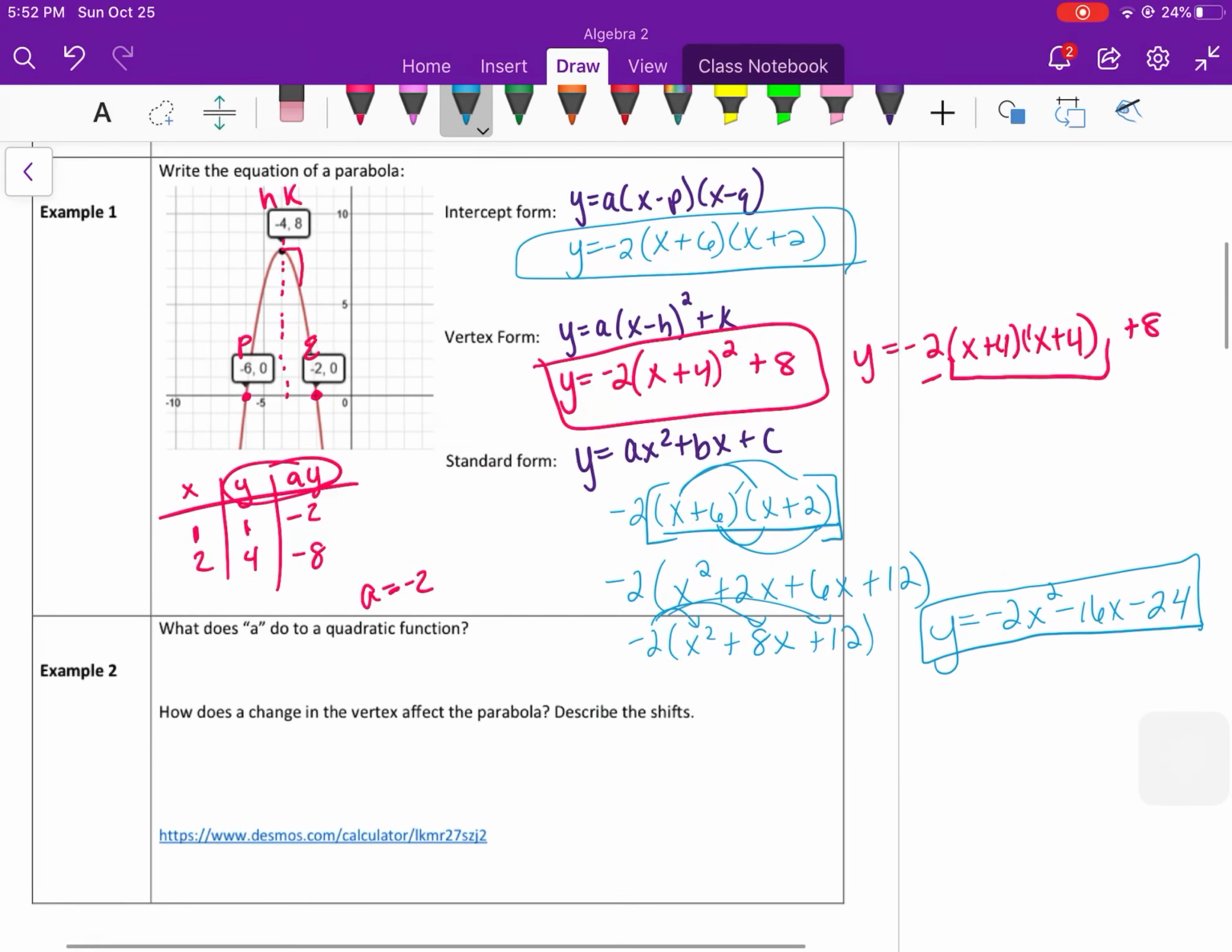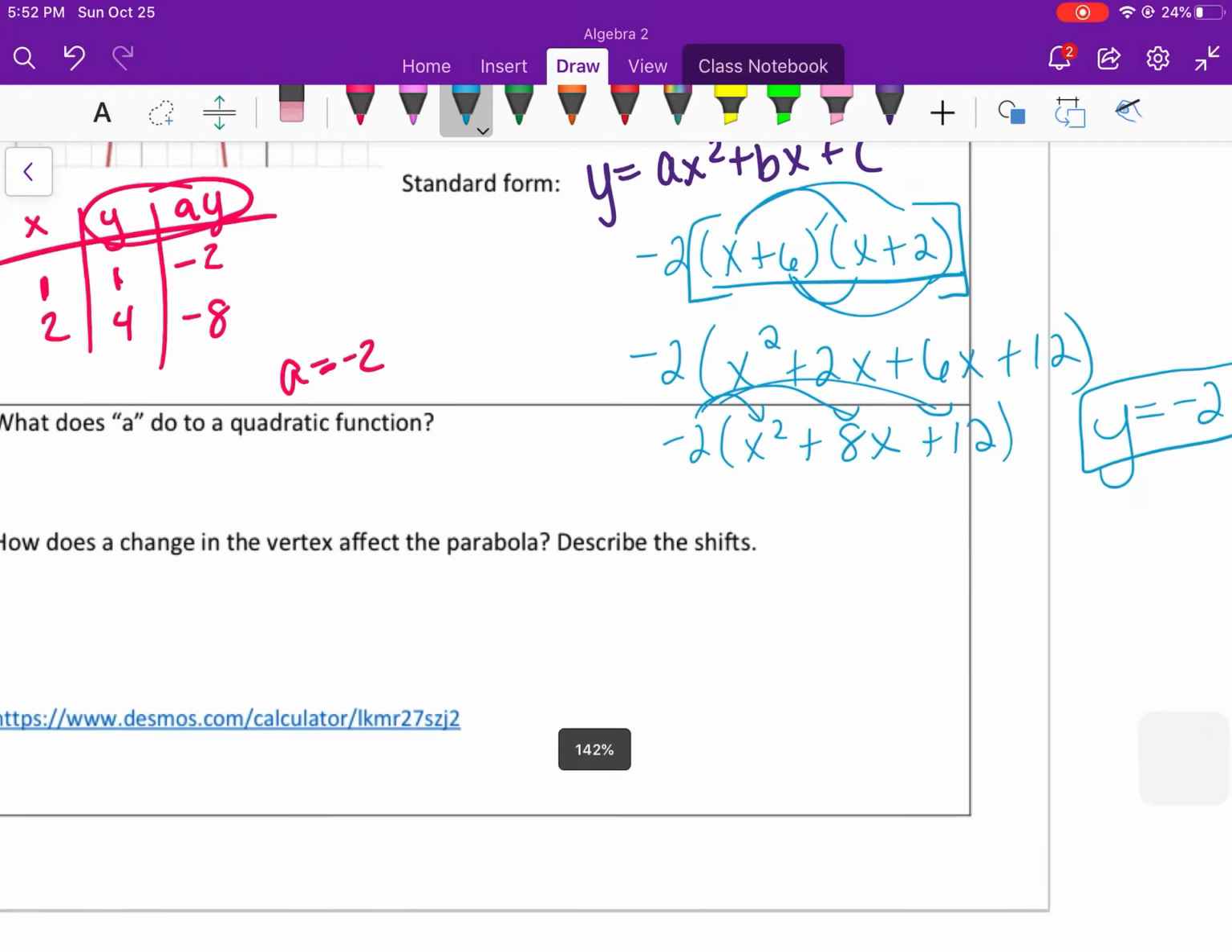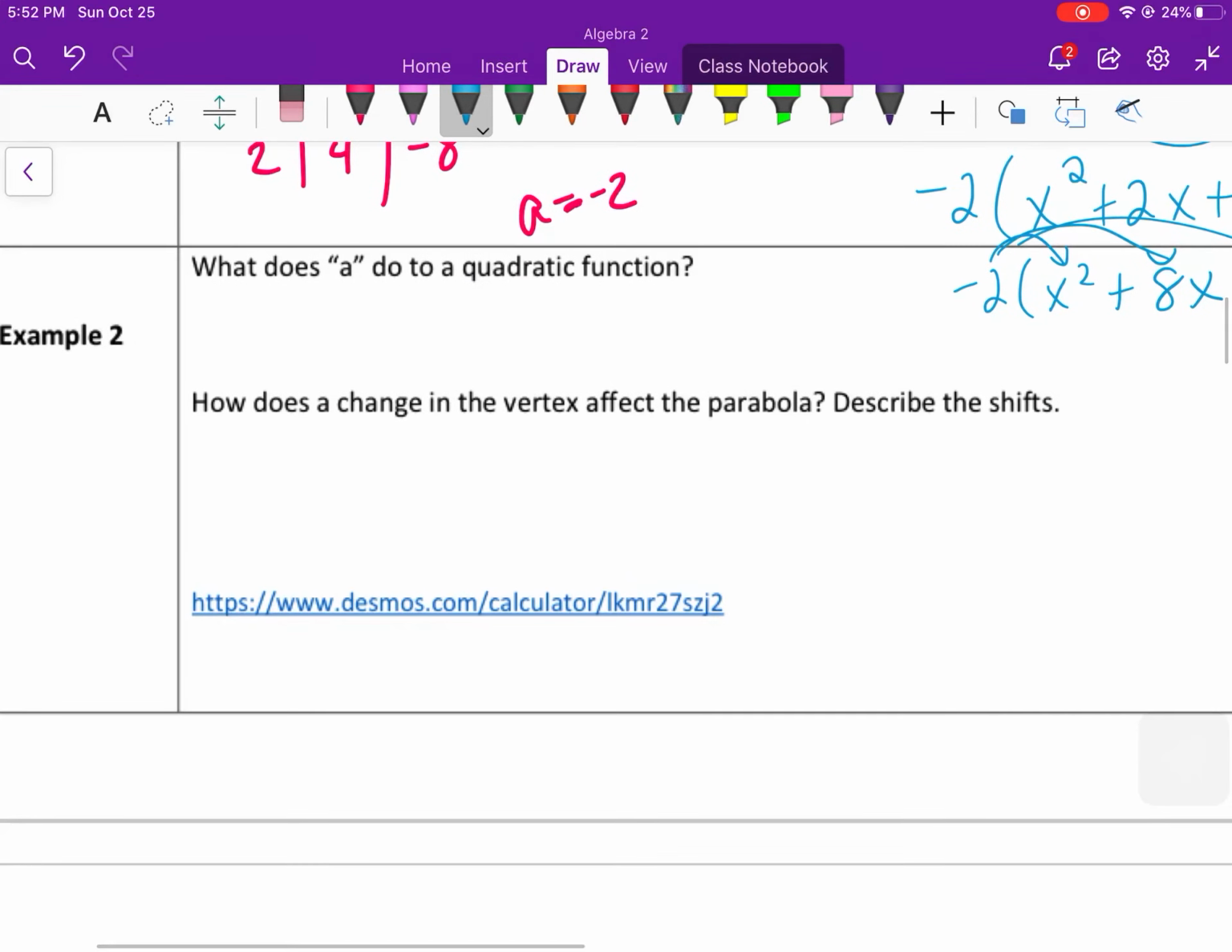And so those are the three forms of the same parabola there: the factored form, intercept form, vertex form, and standard form. So the a value we kind of talked about when we graphed, and this is the Desmos calculator link if you wanted to check it out. But what does the a do to the quadratic function? It affects the direction that it opens.